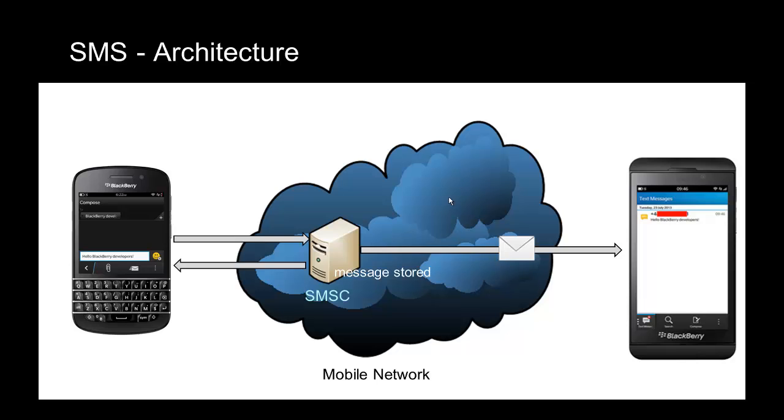Now, it's possible for the sender of an SMS message to track its ultimate fate, to find out if it was delivered, or if not, why it wasn't delivered. This is achieved via something called delivery receipts. And if a delivery receipt has been requested when the message was sent, then as soon as the SMSC has successfully delivered your message, it will generate and return a delivery receipt back to you. Now, a delivery receipt is just a special type of SMS message.